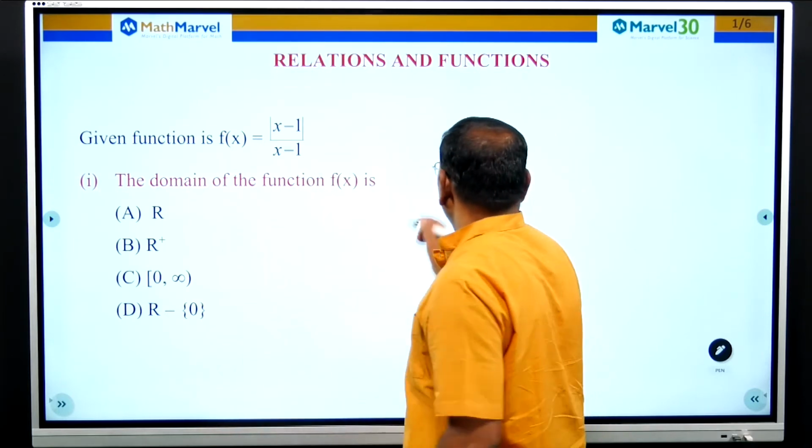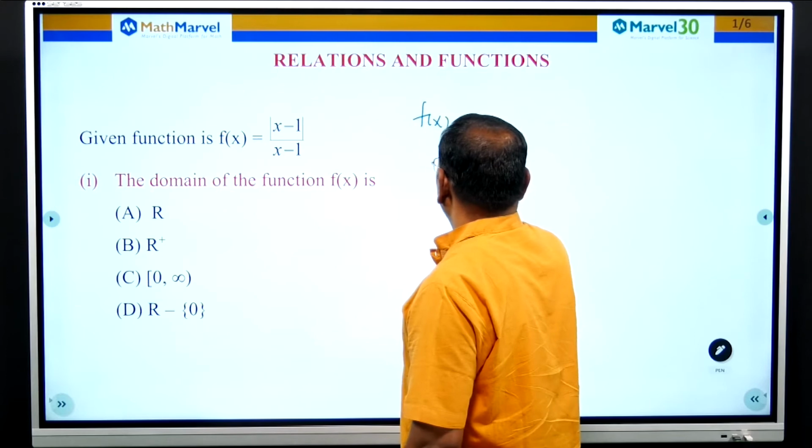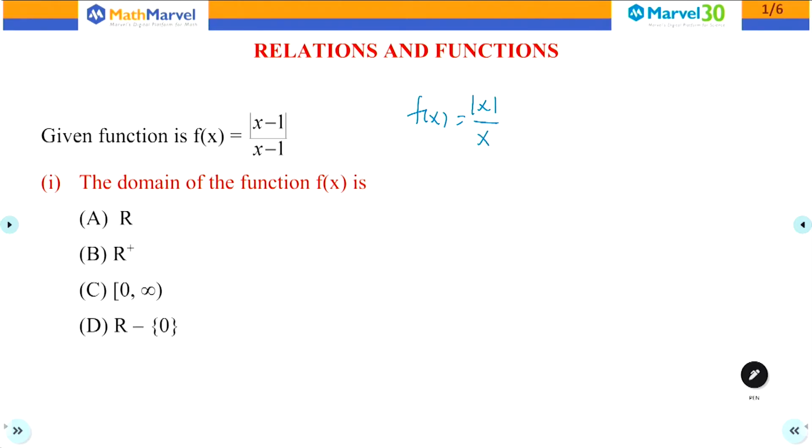So what is the definition of the signum function? f of x equal to mod of x by x, which is equal to 1 when x is greater than 0, 0 when x equal to 0, and minus 1 when x is less than 0. And what is the graph of this function? When x equal to 0, y equal to 0, this point. When x is greater than 0, y equal to 1. So this point and this point. This is the original definition, the original graph of the signum function.